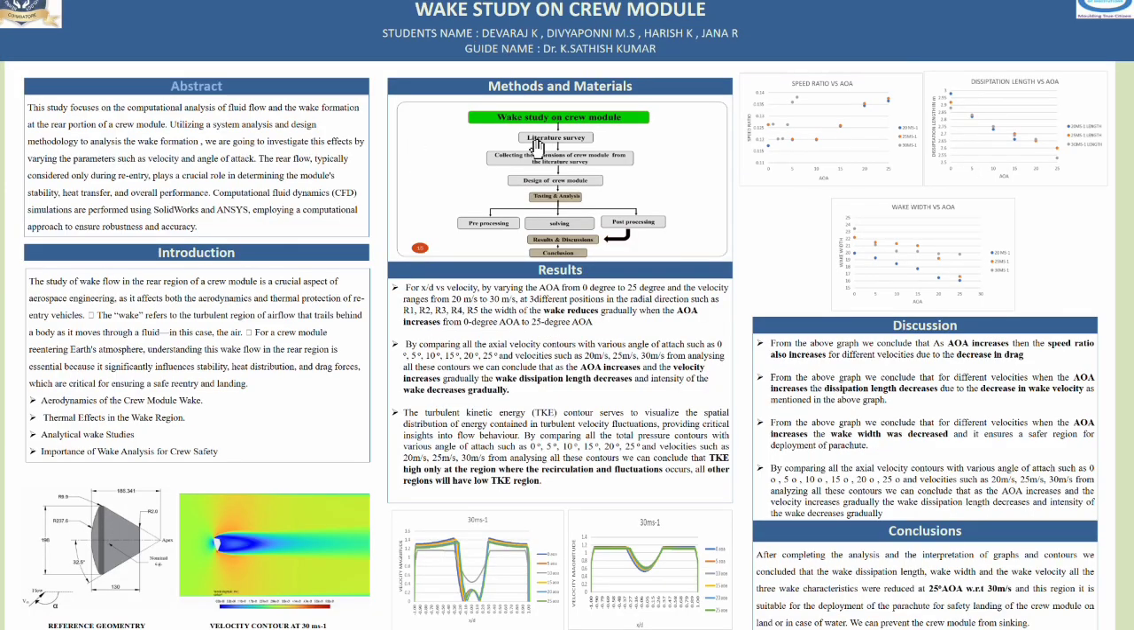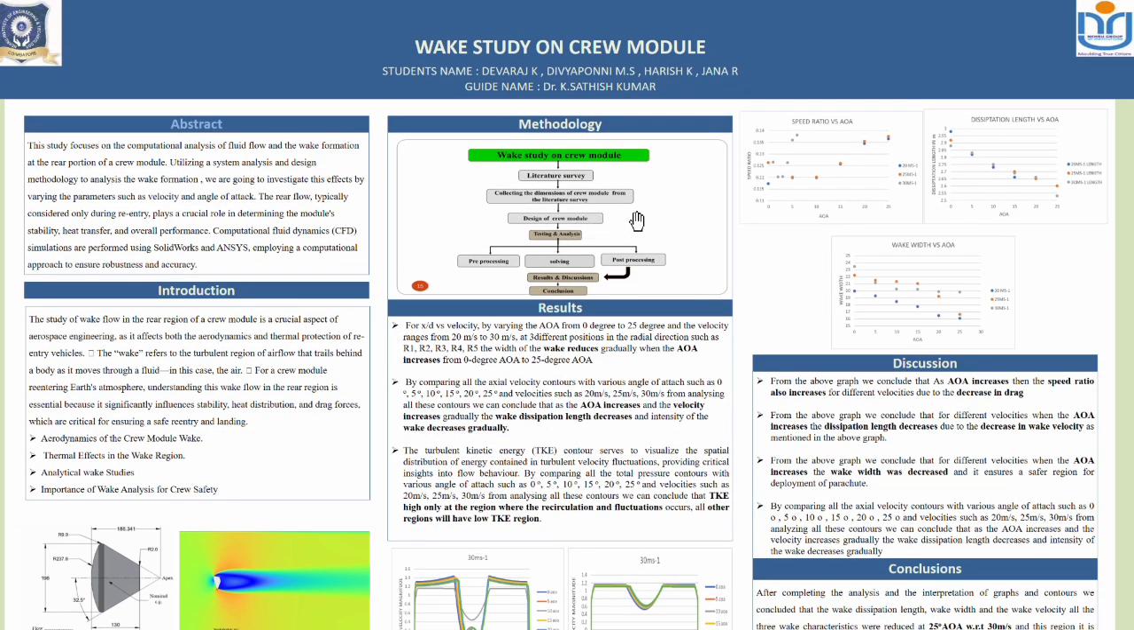Then we see the methodology. Methodology, wake study on crew module. How have we done this project? First, taking literature surveys from different journals and collecting the dimensions from one of the journals which we used as a base paper, and designing the crew module in SolidWorks. We have done the analysis in the ANSYS CFD software. Then we have done post processing and we got the results.